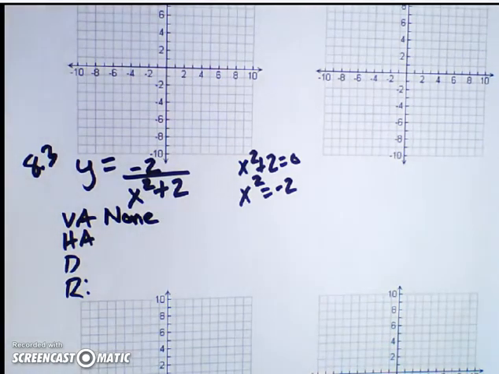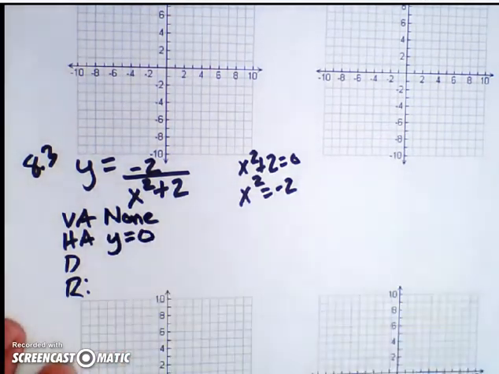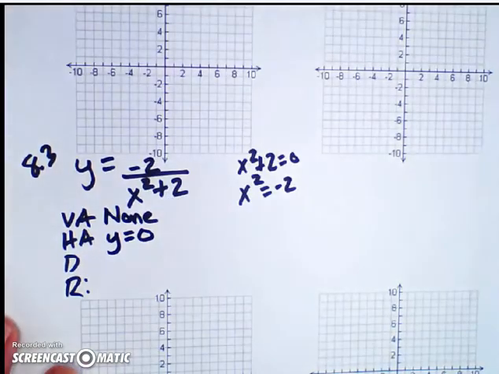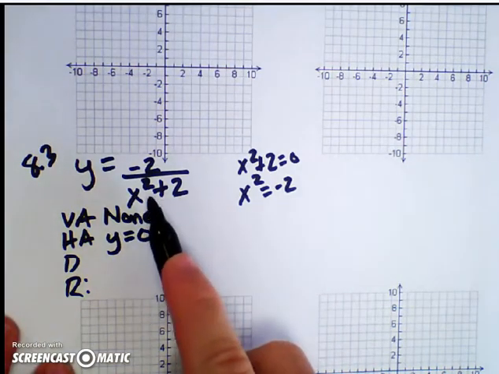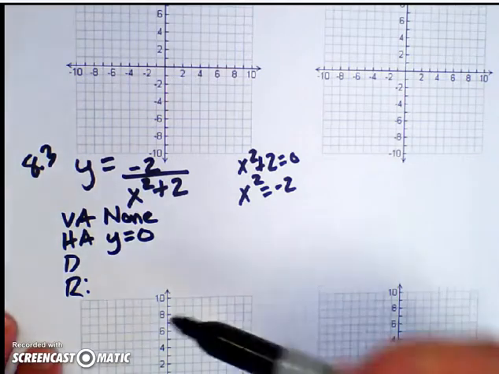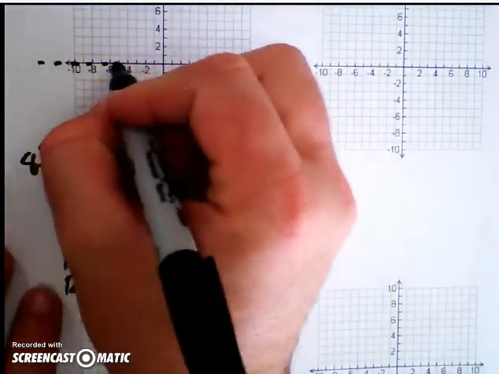What is the horizontal in this case? Y equals 0. If it's bottom heavy like it is here, remember the last question we did was top heavy. So there was no horizontal asymptote. This one is bottom heavy. There's an x squared on the bottom, and then even there's no x on top. That means it's always going to be y equals 0. Okay, so your horizontal asymptote is right here.